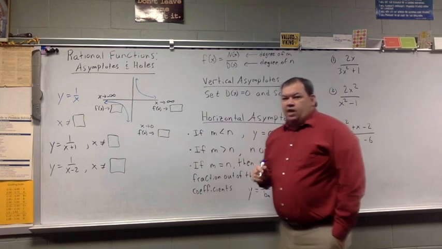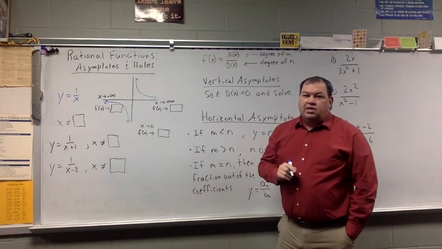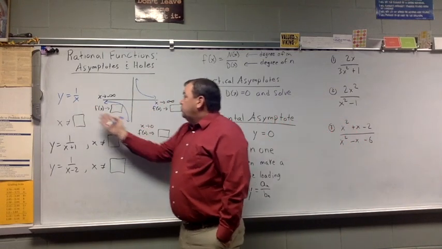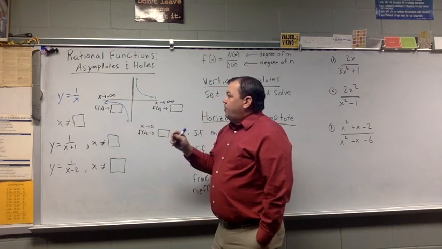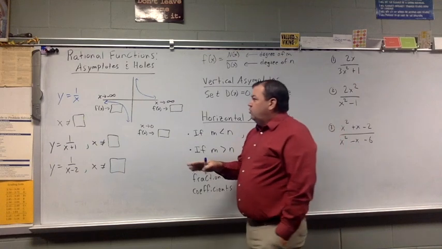So let's spend some time talking about rational functions and specifically asymptotes and holes. So here's our generic rational function. It's in blue. And I want to pick out a few characteristics before we dive into asymptotes and holes.